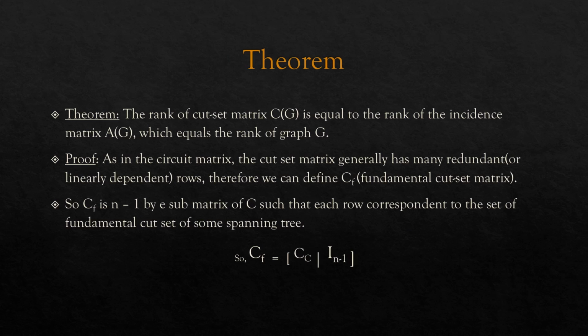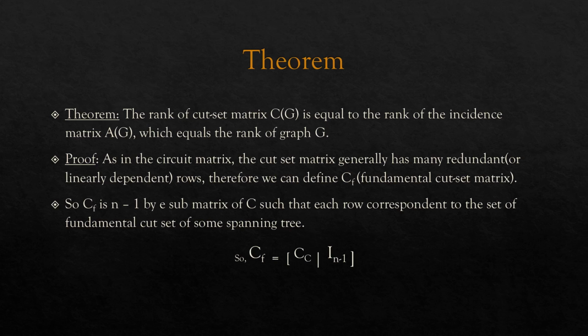The theorem says that the rank of the cut-set matrix is equal to the rank of the incidence matrix, which we've already seen, which equals the rank of the graph G. So the cut-set matrix will have redundant or linearly dependent rows. So we usually find the fundamental cut-set matrix. The fundamental cut-set matrix will be of order n minus 1 by E, and it's basically a matrix such that each row corresponds to the set of fundamental cut sets of some spanning tree.